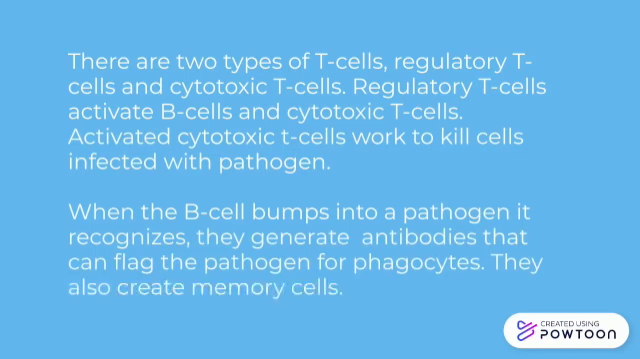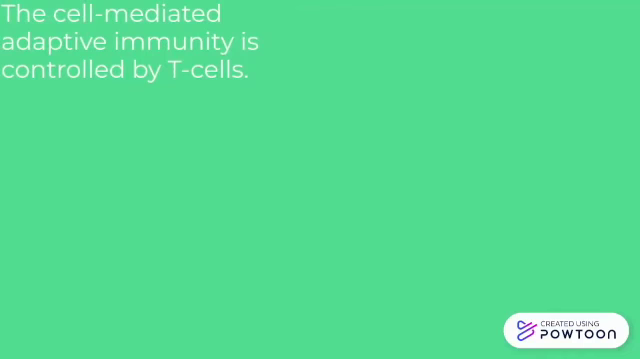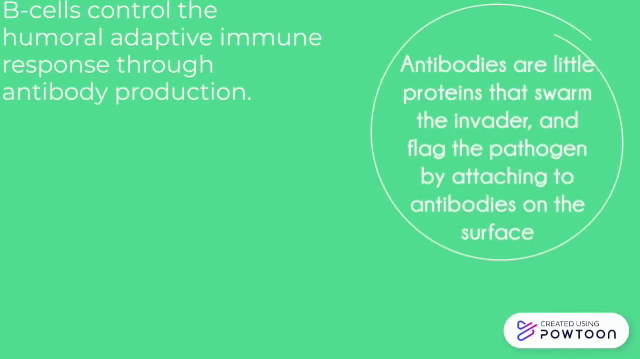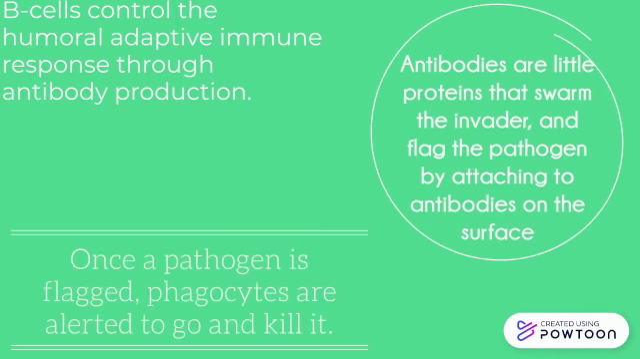B cells bump into the pathogen that they recognize, then they generate antibodies that can flag the pathogen and create memory cells. The cell-mediated immune response is controlled by T cells. B cells control the humoral immune response by producing antibodies. Antibodies are little proteins that flag the invader so that phagocytes are alerted and go and kill them.